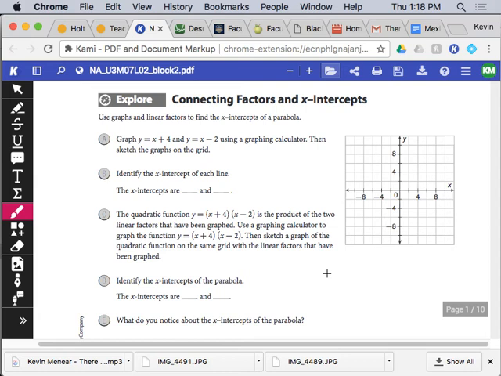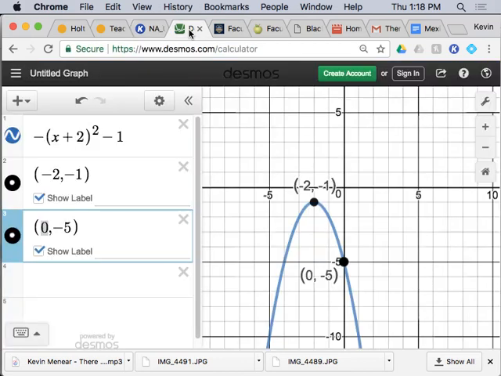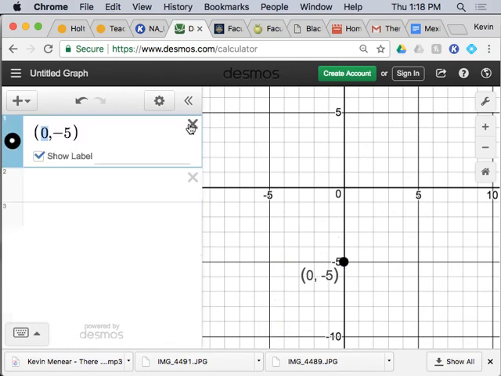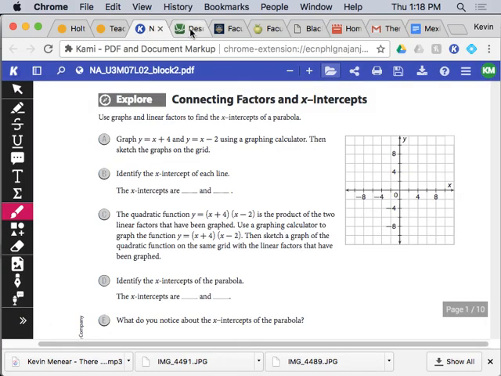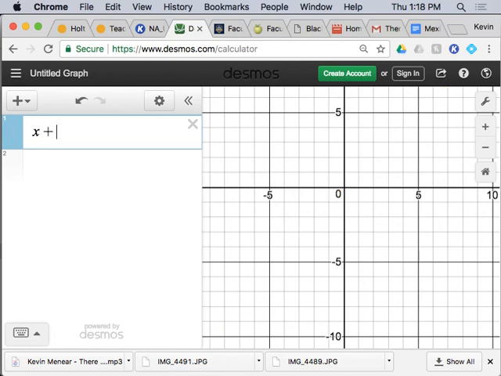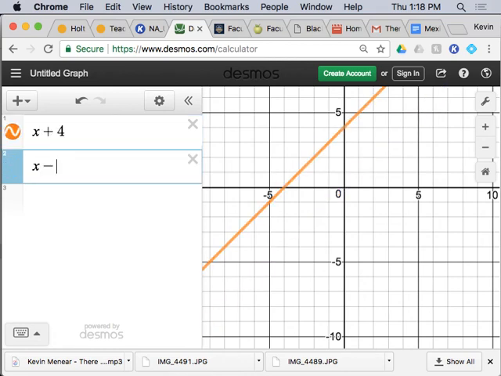What type of functions are those? Begins with an L. Linear. There you go. So if I graph those, it's going to be a straight line. Right? But don't just take my word for it. Let's take a look at Desmos. Let's see what Desmos has to say. So let's graph them, x plus 4 and x minus 2. There you go. There's my two lines.